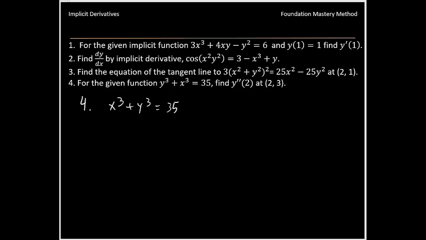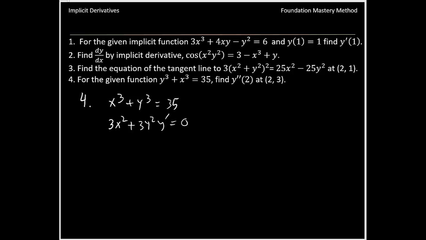Exercise number 4. We are given x to the 3 plus y to the 3 equals 35. We are given a point, x is 2, y equals 3. We need to find the second derivative when x is 2. So first we take the first derivative. So we get 3x squared plus 3y squared y prime is 0. We can divide by 3. We get x squared plus y squared y prime is 0.